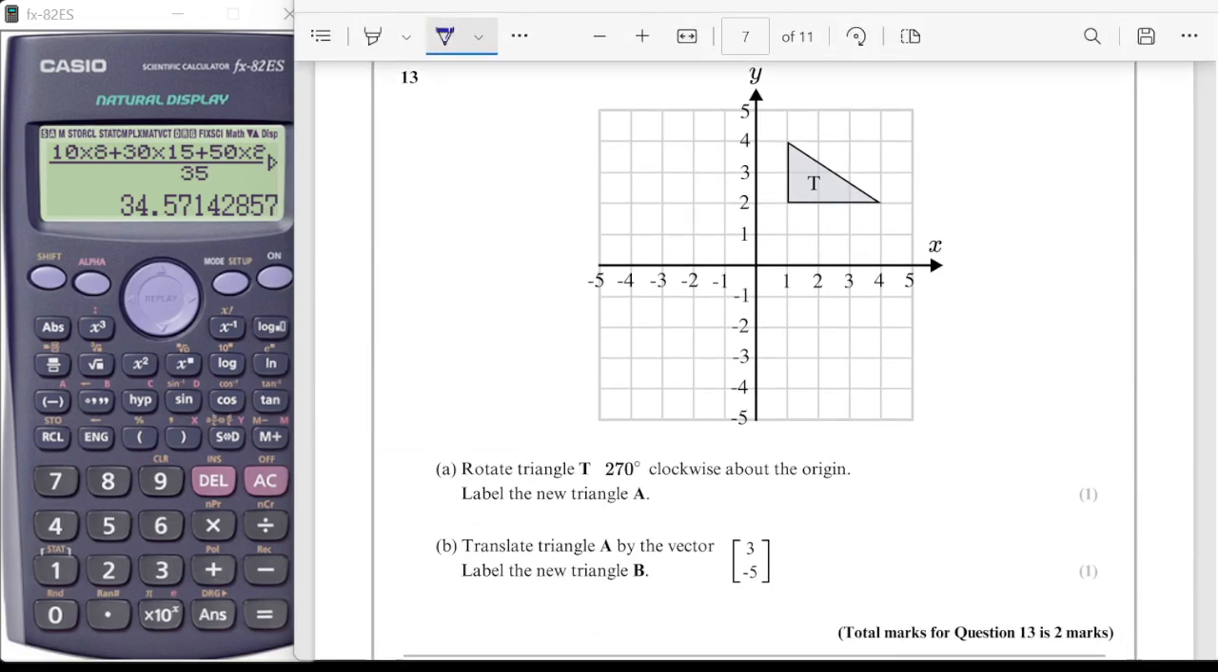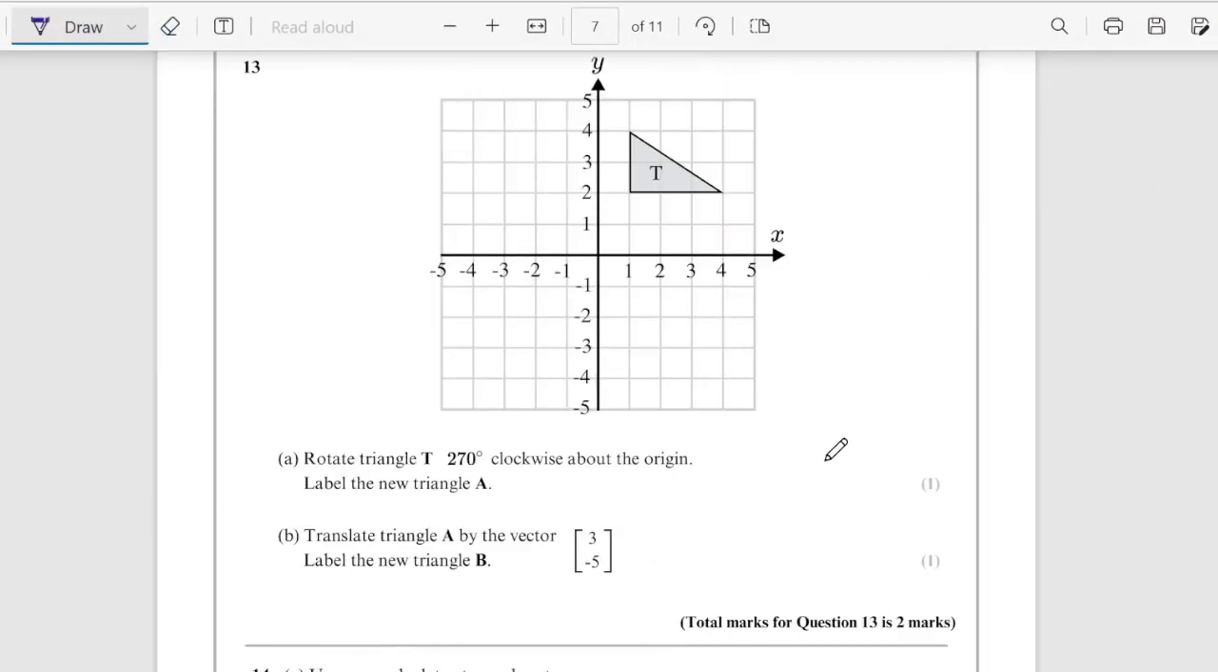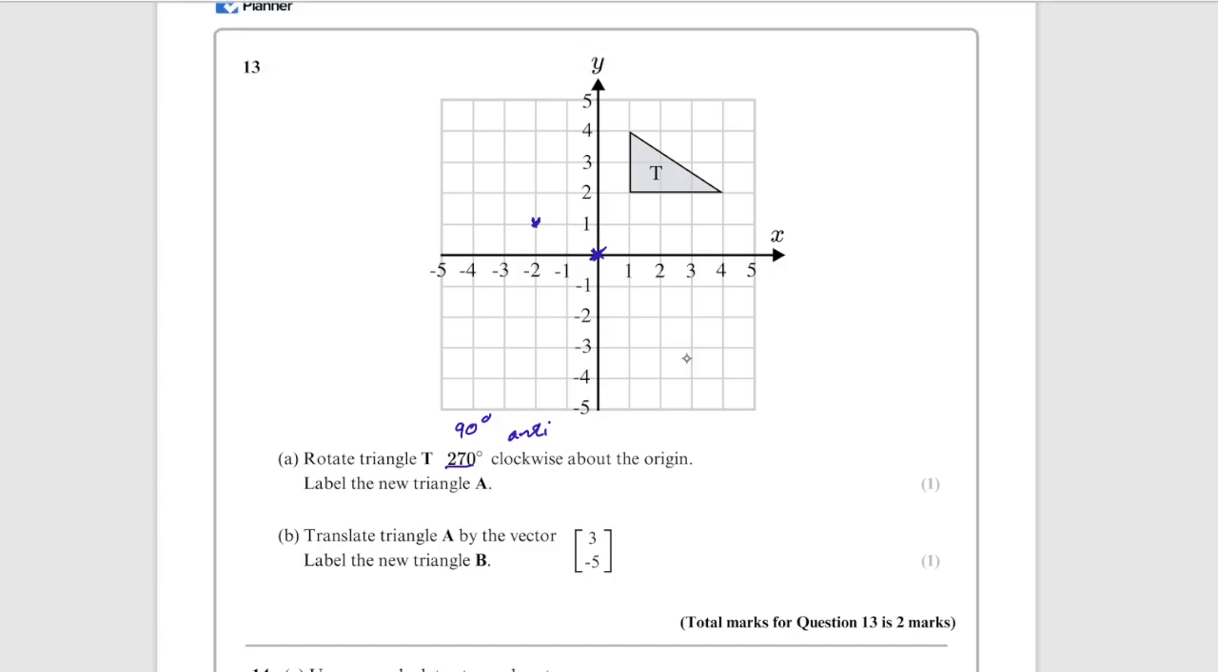Okay, question 13, transformations. So I don't really need my calculator for this. Rotate triangle T 270 degrees clockwise about the origin. Label your new triangle A. So I'm going to replace that by a 90-degree anti-clockwise, just because that's easier for me to view. And then I would strongly recommend using tracing paper if that's going to help you, or at least use tracing paper to check. I tend to kind of view it as my movement. So if this was 1 to the right and 2 up, it's going to go 1 up and 2 to the left. So that position is going to move to there. And then from there, I'm going to do my rotation. So my orientation's changed to that there, and label it A.